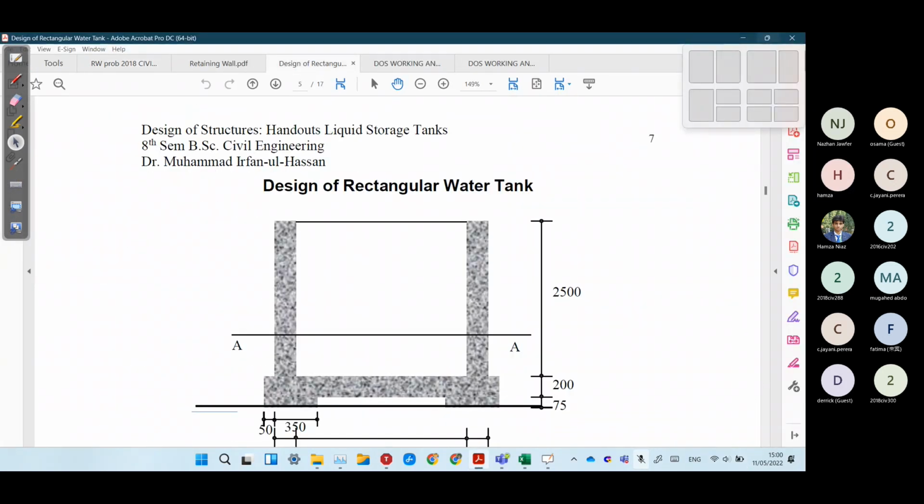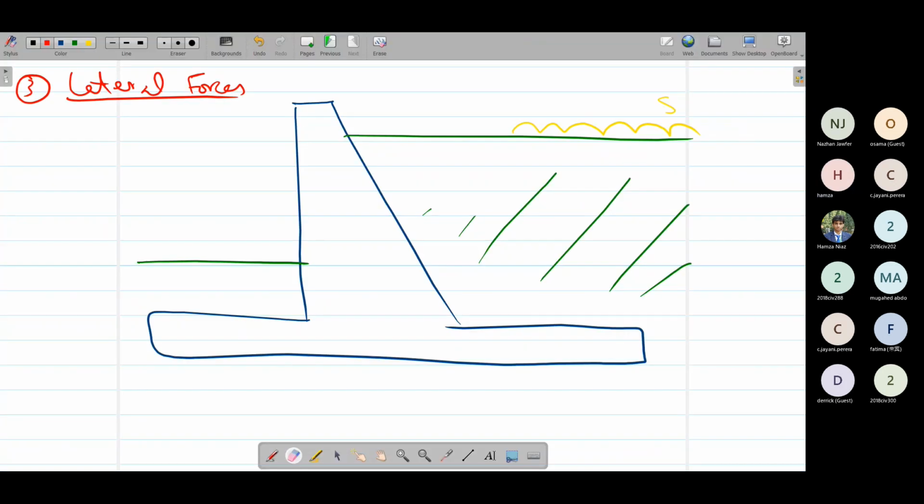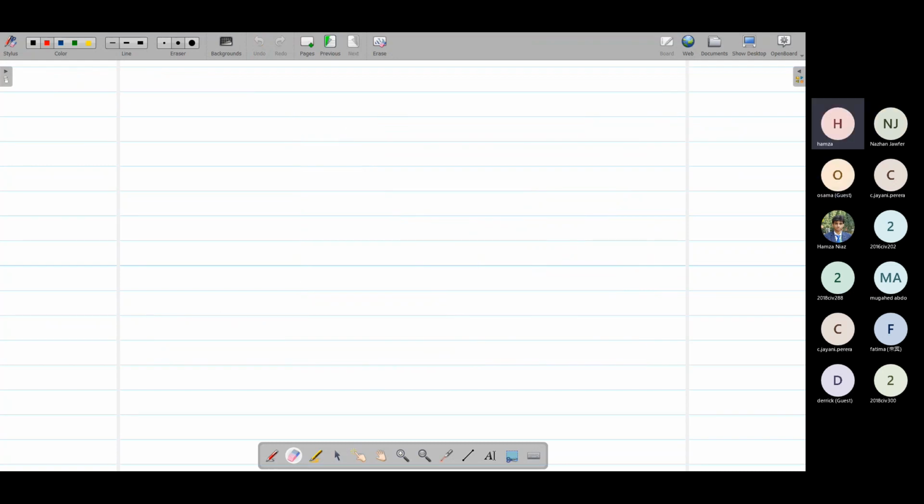Okay. So actually, for example, this is our retaining wall.